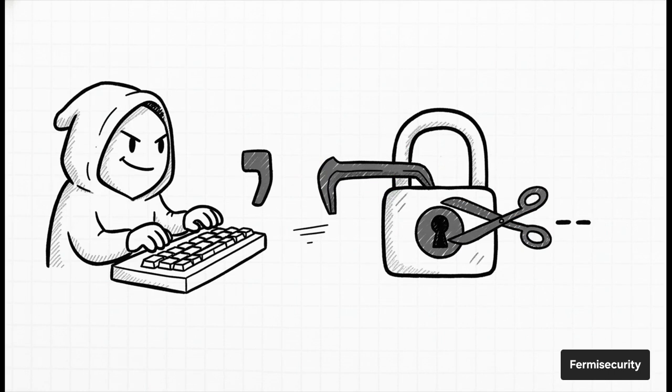Simple enough. But here's where it all goes wrong. The attacker doesn't just type in a name. They type in something like this: administrator', dash dash. Now that single quote and those two little dashes, they don't look like much, but they are about to completely change the meaning of that question the server is asking.